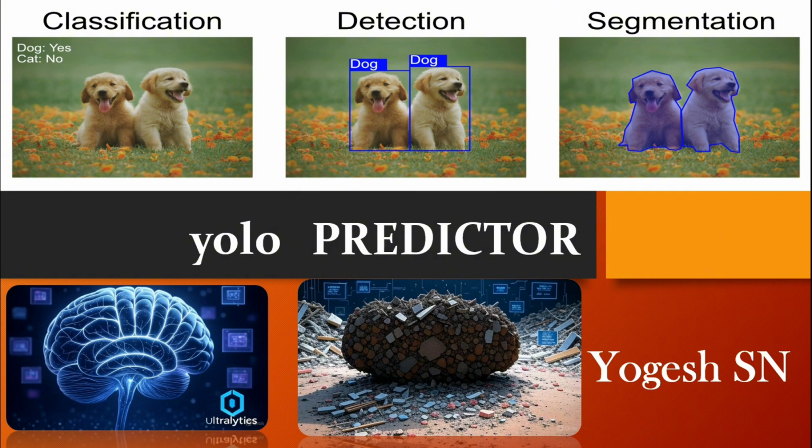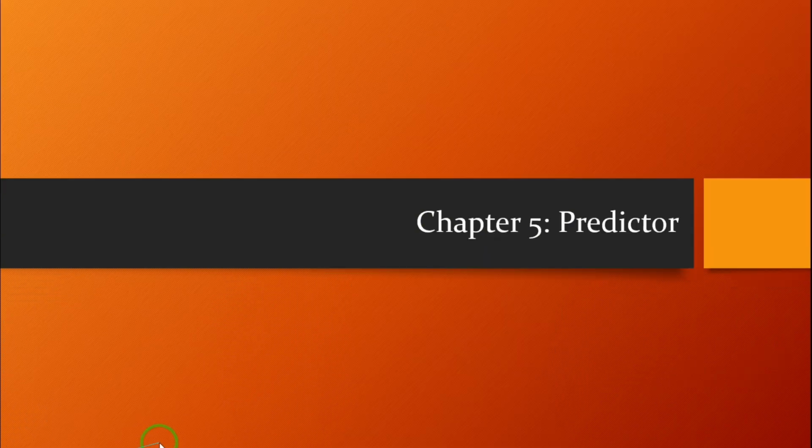how do we actually use that model to look at new pictures or videos and get this analysis? This is the job of the predictor. So we'll be talking about the predictor in this chapter 5. So what is the predictor?